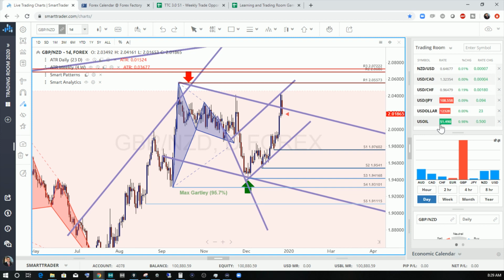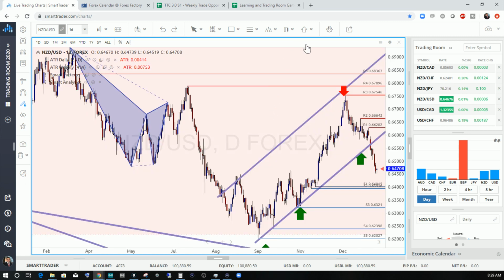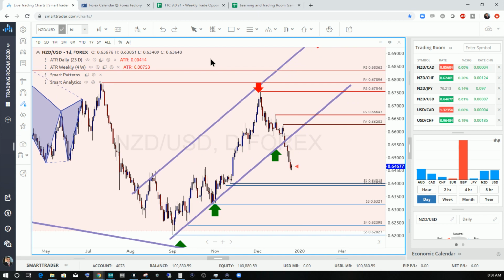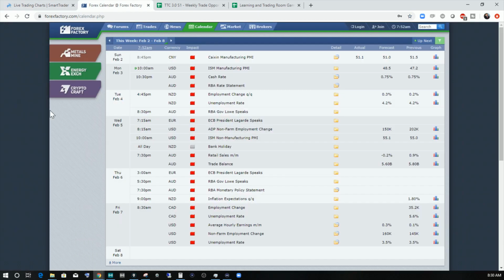And then the last currency pair that I want to go ahead and take a look at right here is actually the New Zealand US dollar. And the reason why I want to look at the New Zealand US dollar right here is because, traders, there's two things that are happening this week. We've got some data coming out for the New Zealand dollar.